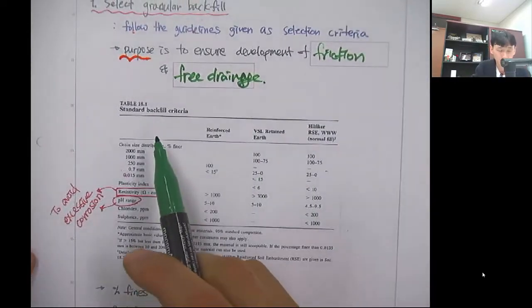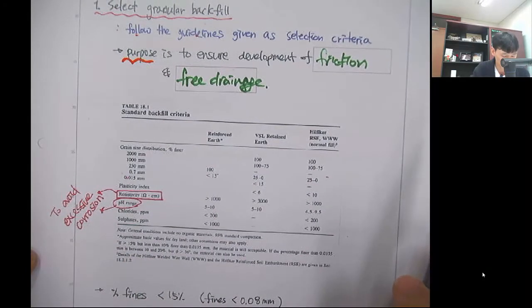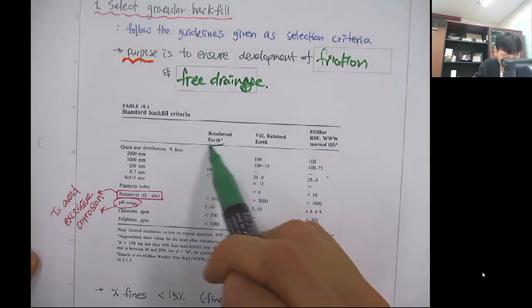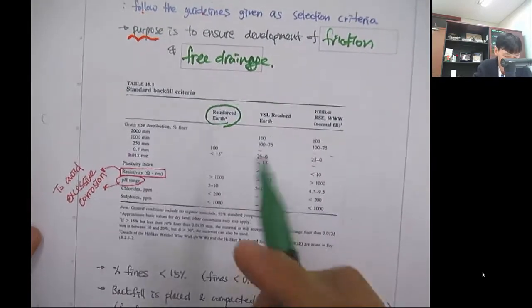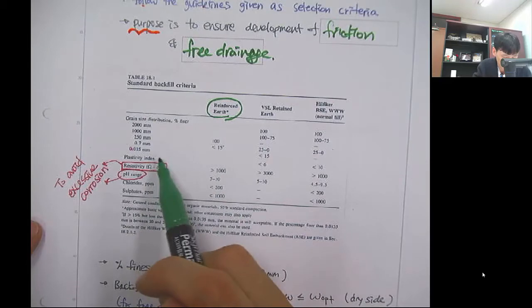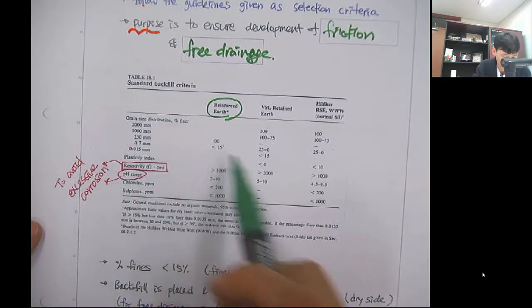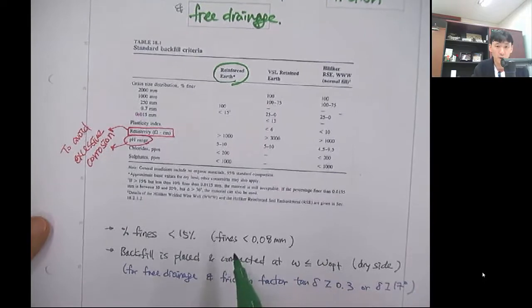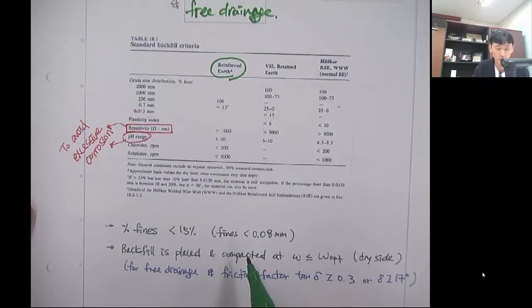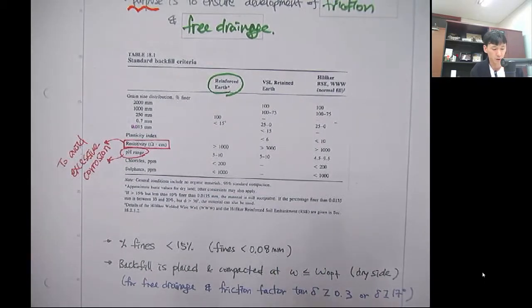So Table 18.1 gives you some standard backfill criteria, and here for the reinforced earth, this is the typical criteria, and it gives you some idea about the grain size distribution. So maybe like 0.7 millimeter, less than that, just 15% is recommended. Generally, the fine fraction less than 15% is recommended, because we need to ensure the free drainage condition. If the fines are too much, then permeability will be too low.